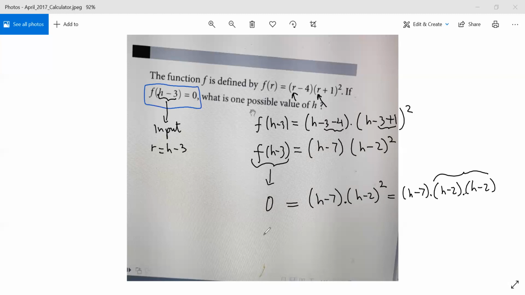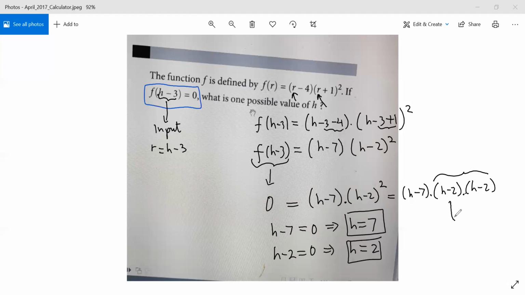So set each factor to 0 now. The first factor is h minus 7. You set this to 0, so then h equals 7. That's one solution. And h minus 2 equals 0. Add 2 to both sides, h equals 2. So I set only one of them to 0 because this is the same as that. That's going to give us the same solution.